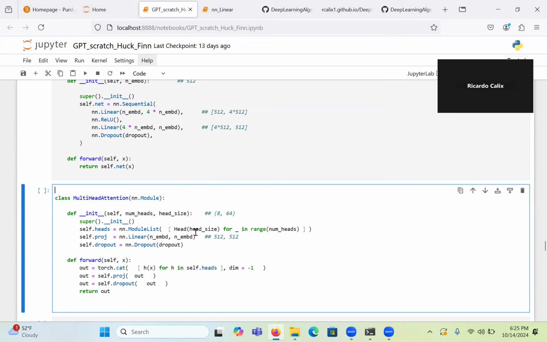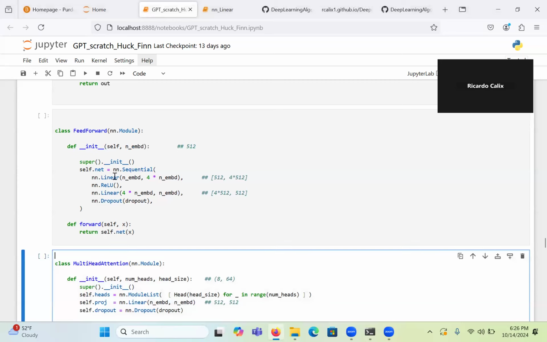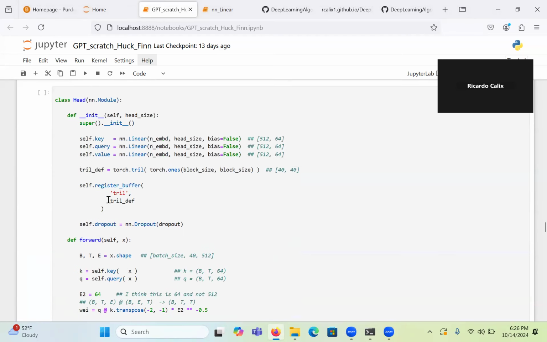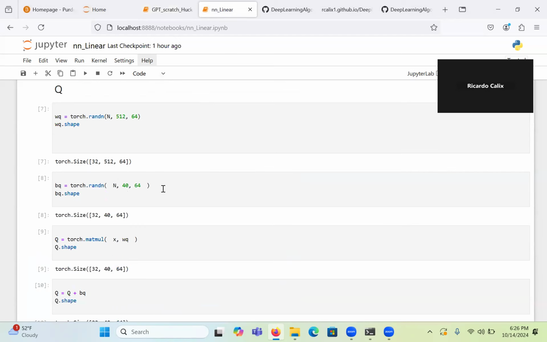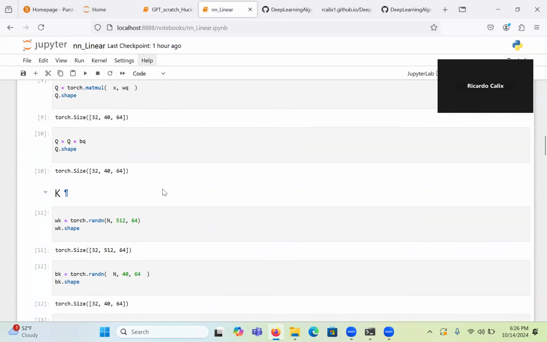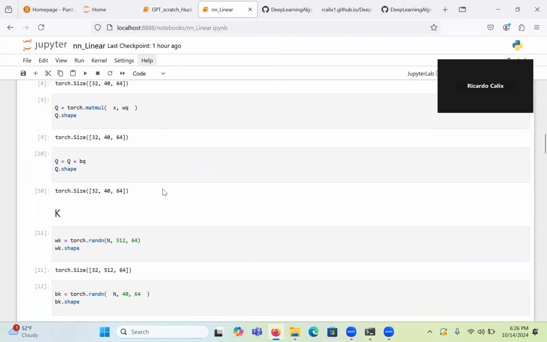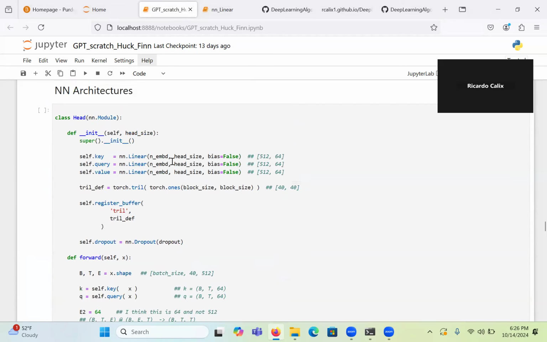All right. So we instantiate 8 heads. And each one of these heads is going to be basically the logic that I had covered in this Jupyter individually. Just this time around, I'm not printing out the shapes, but you should keep in mind that's the same idea. K, Q, and V. Okay, so that's the attention mechanism. So you can see that here.